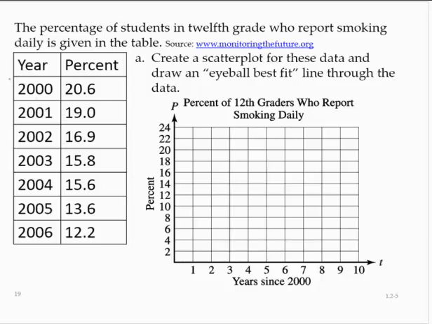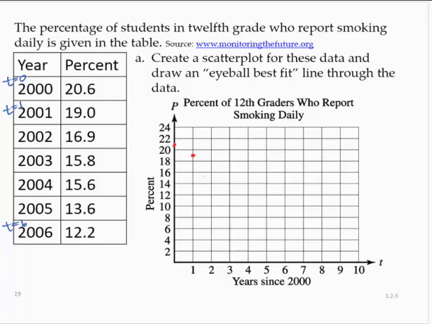So 2000 would then be t equals 0, 2001 would be t equals 1, and etc. until 2006 would mean t equals 6. So then plotting some points here. 2000, t equals 0, and then 20.6 is the output, would be about here. T equals 1 and 19 would be here.